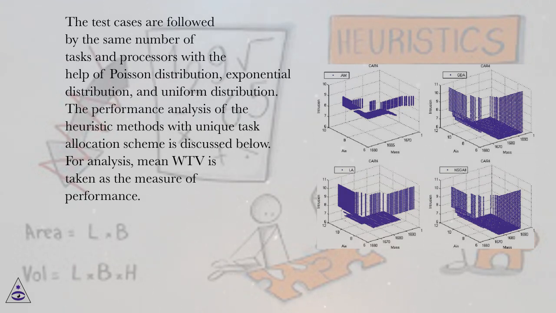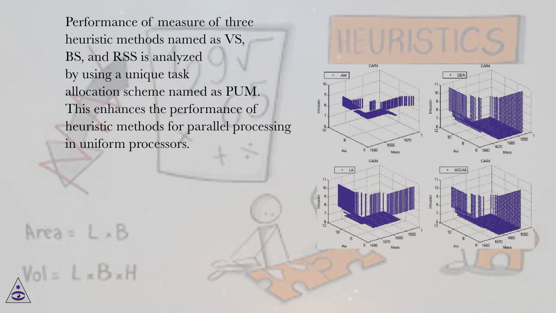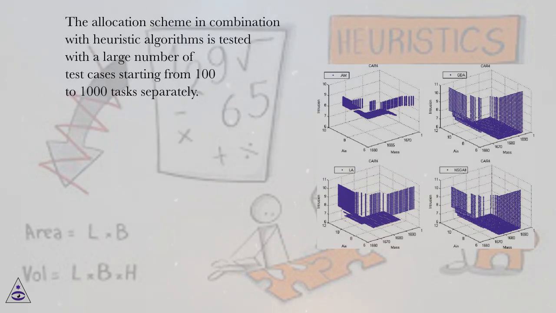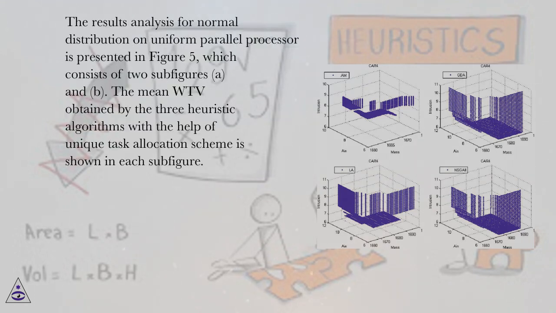For analysis, mean WTV is taken as the measure of performance. Performance of the 3 heuristic methods, Versus, BS, and RSS, is analyzed by using the unique task allocation scheme named POOM. This enhances the performance of heuristic methods for parallel processing in uniform processors. The allocation scheme in combination with heuristic algorithms is tested with a large number of test cases, starting from 100 to 1000 tasks separately. The results analysis for normal distribution on uniform parallel processors is presented in Figure 5, which consists of 2 subfigures, A and B.